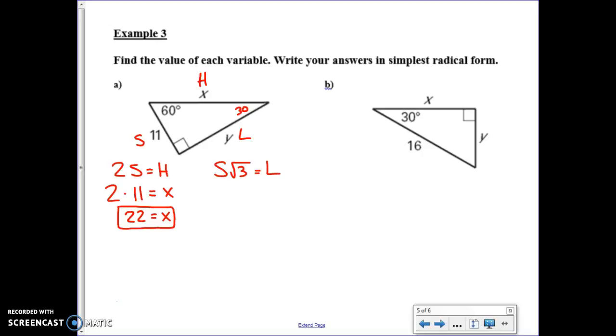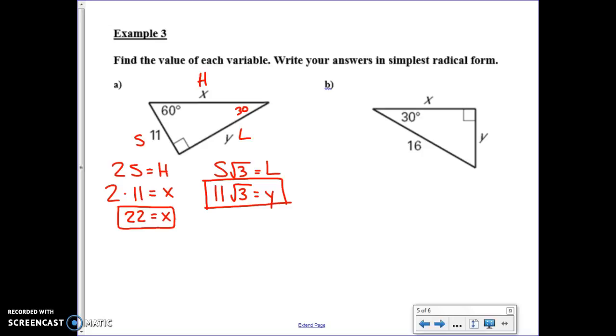Then let's look at this other equation to see if that helps us find our y value. So the short leg again is 11. Bring down radical 3 equals the long leg is y. There's not any work that we have to do there. We have solved for y.